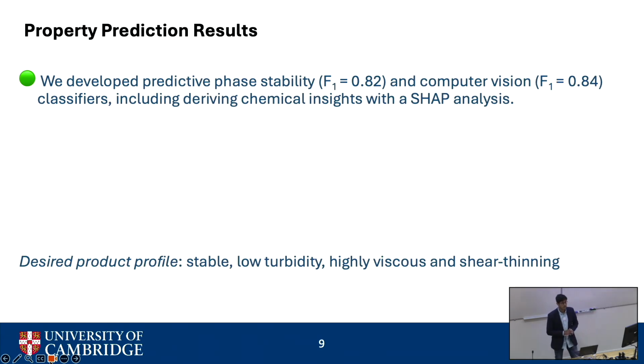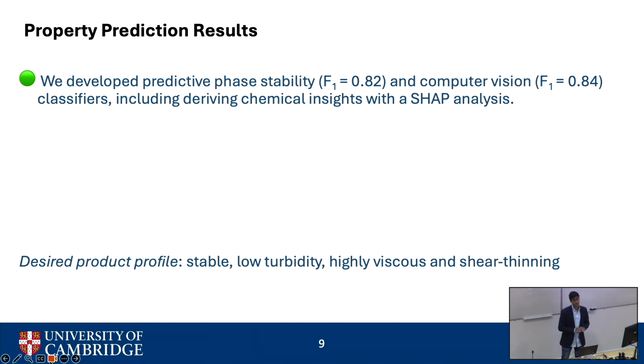Jumping forward, once I've collected my formulations dataset, I'm now returning to the original problem of the forward model property prediction that I presented on one of the beginning slides. I was able to develop a predictive stability classifier and also a computer vision classifier. And given the reasonably good F1 scores that you see presented, when I've run a SHAP analysis, a Shapley additive explanation, I'm now able to confidently determine and derive some interesting chemical insights.